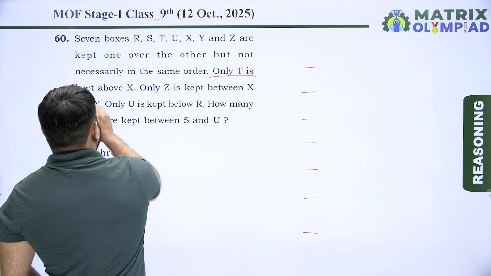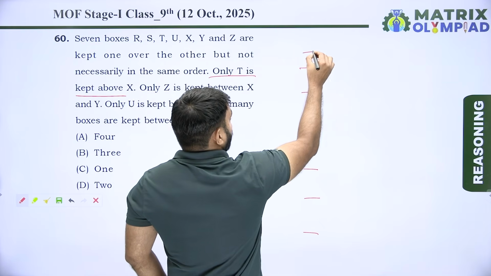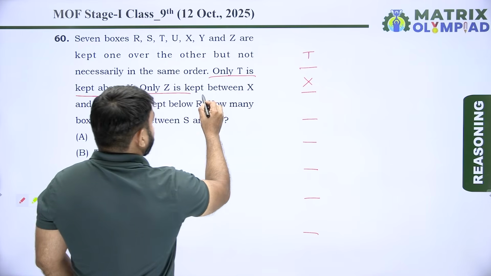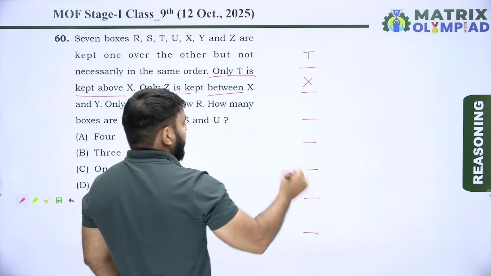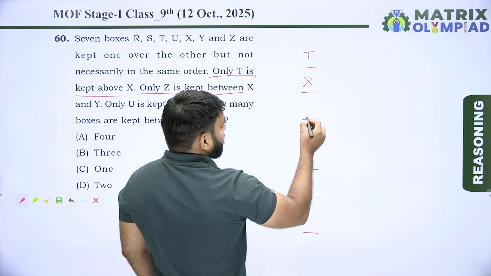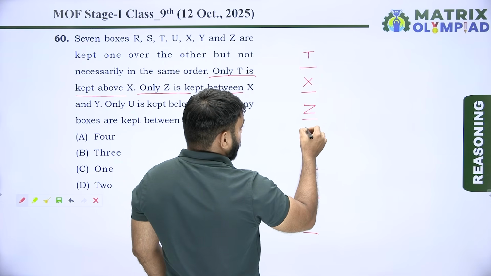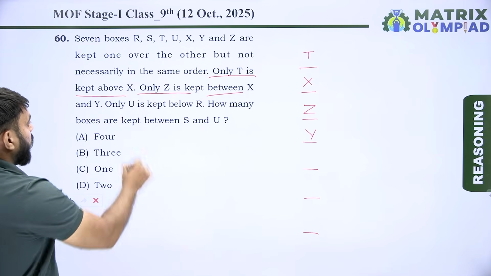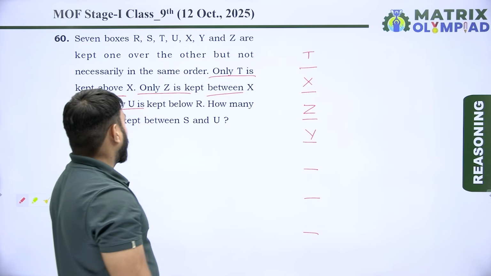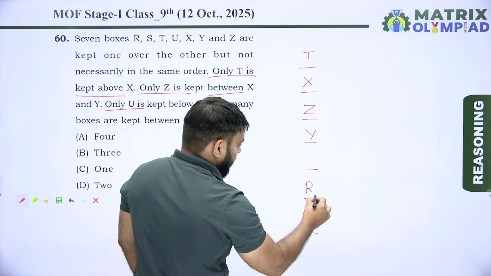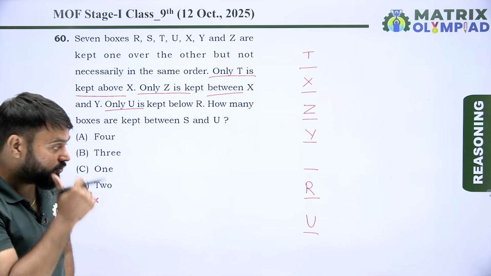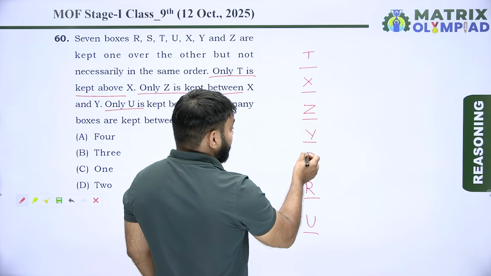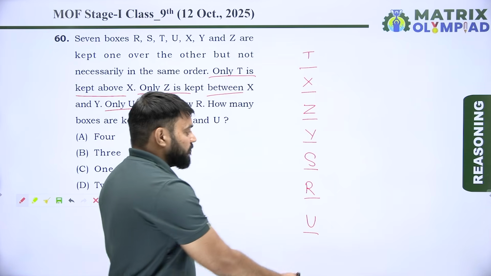Now, only T is kept above X, and only Z is kept between X and Y. So it means Z is below X, and then here is Y, because only Z is kept between X and Y. Only U is kept below R. So now here one box is missing, and that is S. So S is kept in the third place from the bottom.